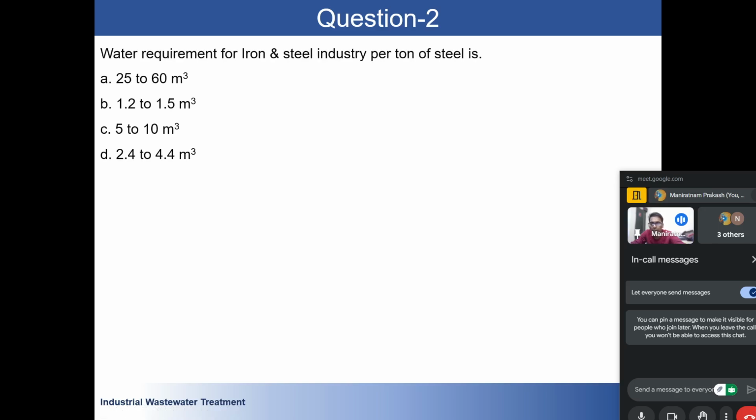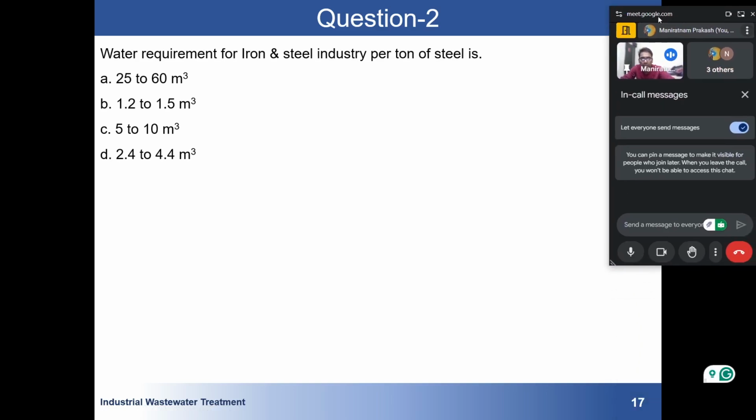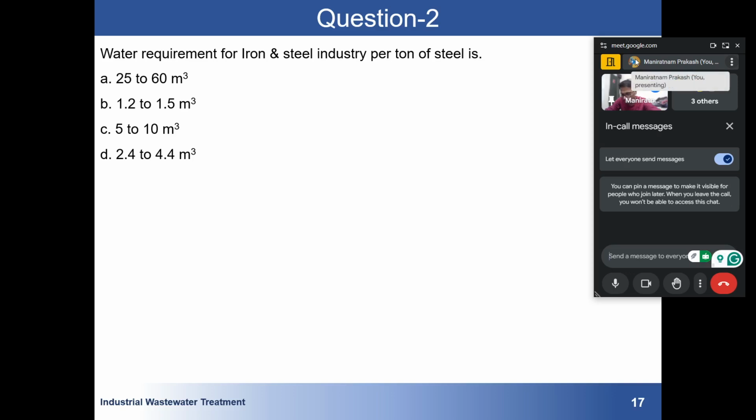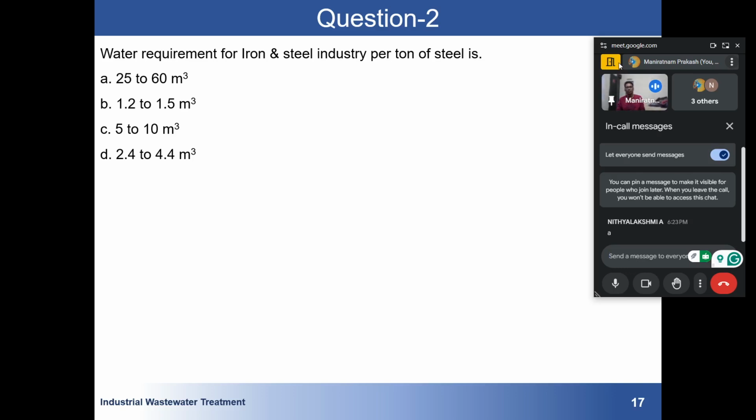Question number two: water requirement for... again, this is not a science-related question. Now the main portion which was there is over. In the upcoming last two lectures, including this lecture, we will be looking into some of the basic industries in India which produce a huge amount of wastewater and need special attention. So you should know the basic things. That's what we are doing.